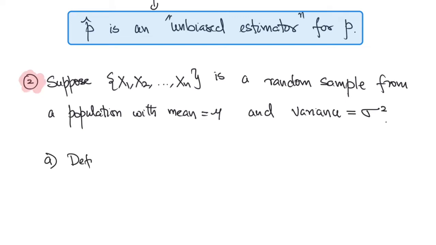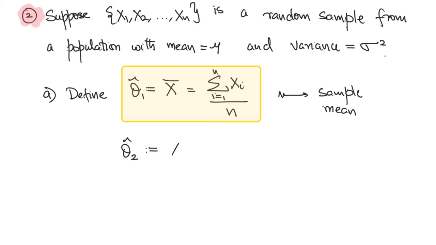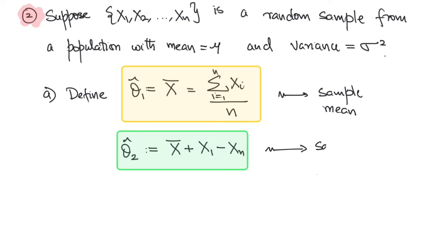We can define our estimator theta 1 hat to equal x bar, which is summation xi divided by n. This is exactly the sample mean. And we can define another estimator, theta 2 hat, which is x bar plus x1 minus xn. This is the sample mean plus the first observation minus the last observation.